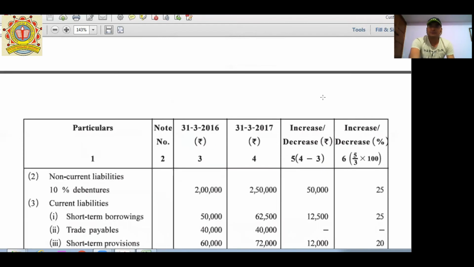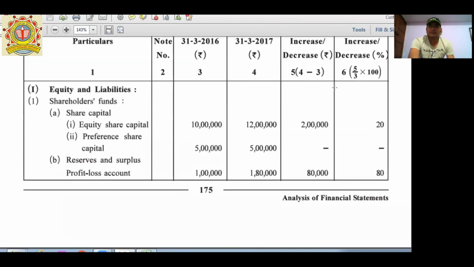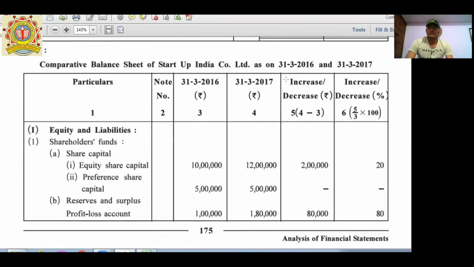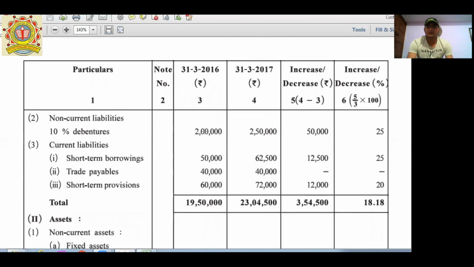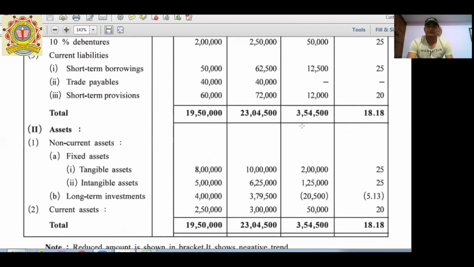Last column, that is increase or decrease in percentage. So now column number 5 divide by column number 3 into 100. 2 lakh divide by 10 lakhs into 100. Here it is 0. 80,000 divided by 1 lakh into 100, 80%. Then after 50,000 divided by 2 lakh into 100, 12,500 divided by 50,000 into 100, 0. 12,000 divided by 60,000 into 100. 3 lakh 54,500 divided by 19 lakh 50,000 into 100, 18.18.